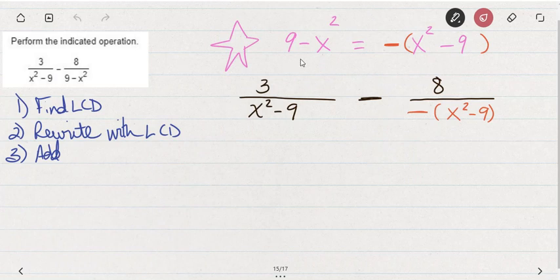It's important to notice that 9 minus x squared and x squared minus 9 are opposites of one another. Let me say that again. 9 minus x squared and x squared minus 9 are opposites of one another. So I can simply rewrite this 9 minus x squared as the opposite of x squared minus 9. And for this special problem, now all I need to do is undo this subtraction.